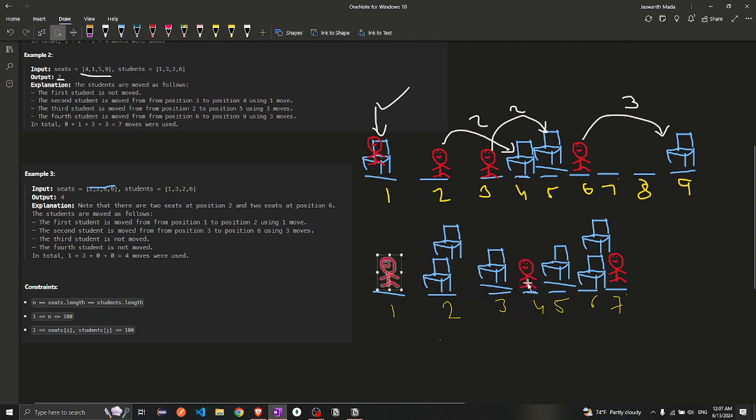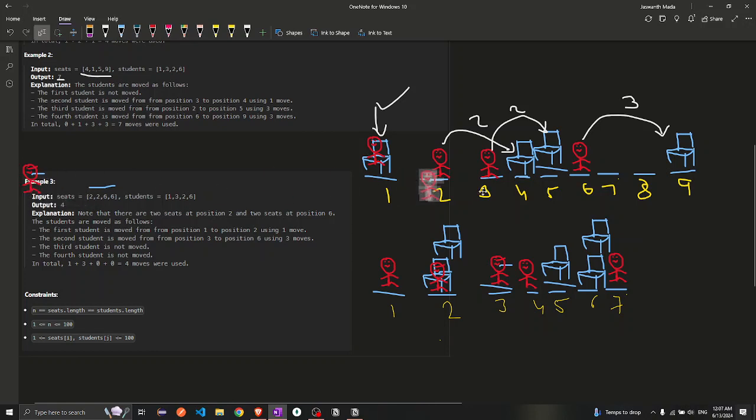We have a student at 1 and we have a student at 3. Okay, we don't have a chair here, right? Oh, I'm sorry. We have a student at 3, we have a student at 2 as well. We have a student at 2 and we have a student at 6. So we don't have this student and we don't have this student. So this is basically it, guys.